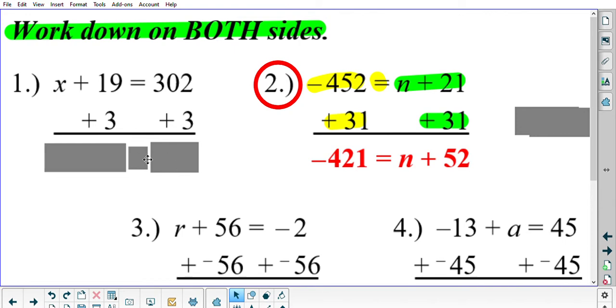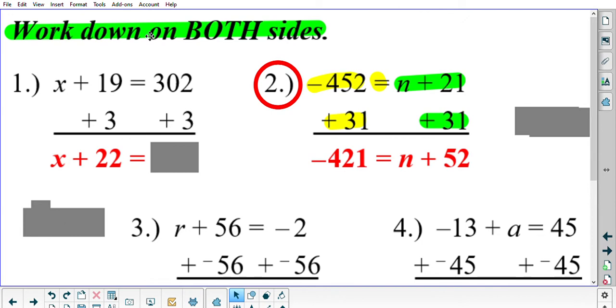Problem number 1, did you find the equal sign? Did you bring it straight down? Left-hand side, the x will stay as x. It's not going to change. 19 plus 3 will give us 22. Right-hand side, 302 plus 3 is 305.